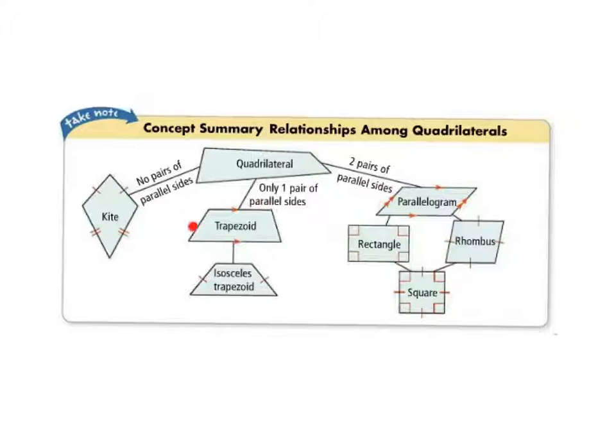When I talk about one pair of parallel sides, which we just talked about today, I have a trapezoid, and then the special case where the legs are congruent, an isosceles trapezoid. The last special one that we talked about is when I have no parallel sides, no pairs of them: a kite. So that's a general look at where things fit together. Important concept to remember.